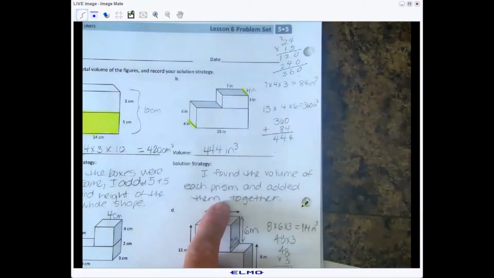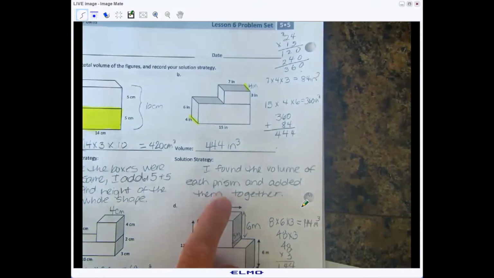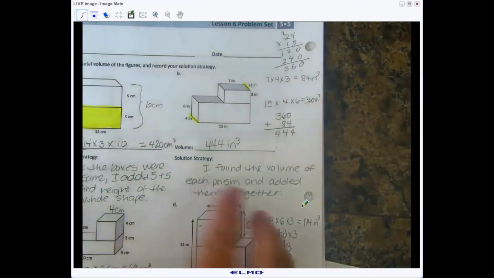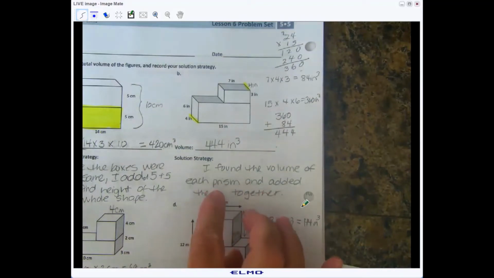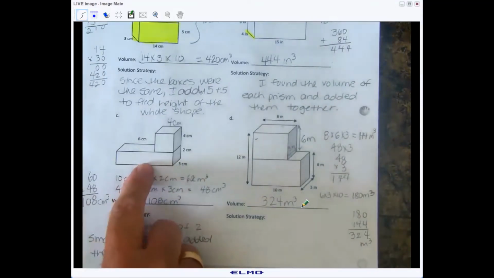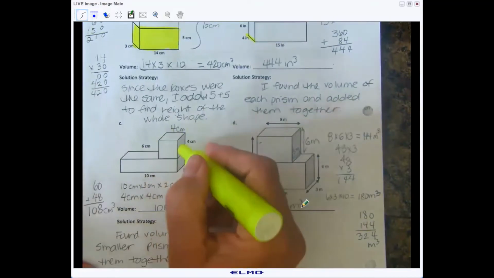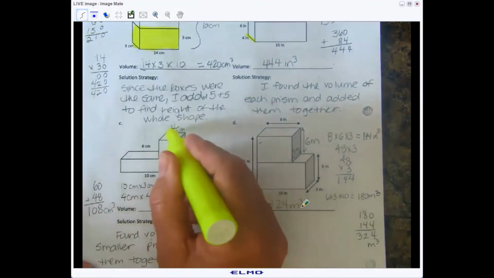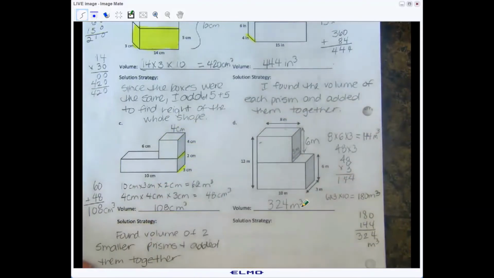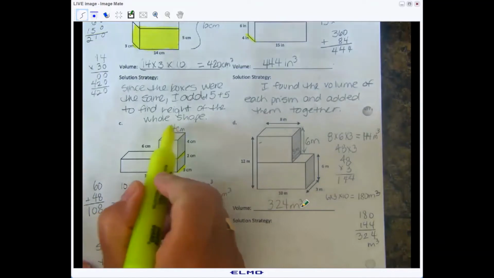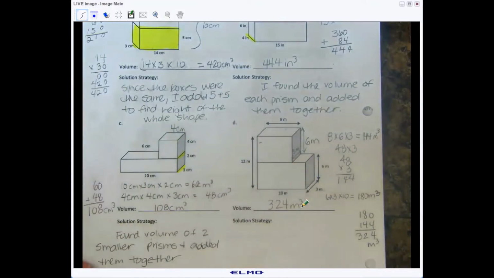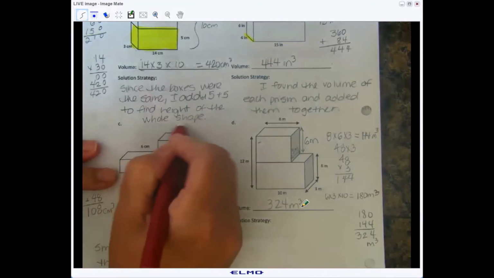So the strategy that you're supposed to write out and explain is just like, what did you do? Well, I found the volume of each prism and then added them together. That was my strategy. Okay, this one is very similar. Two boxes, one on top of the other. You can see that the width of this top box is the same as the width of the bottom box, okay? Now, this measurement of 4 centimeters to get the length of this top box, that was not there. That was not given to us, okay?